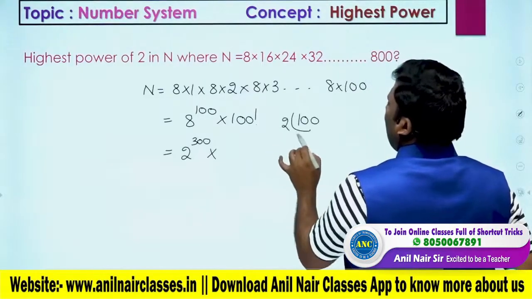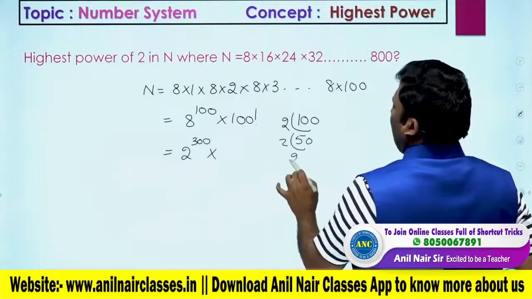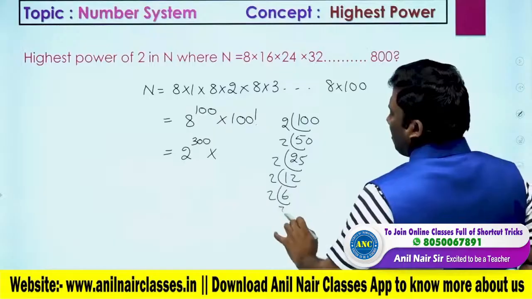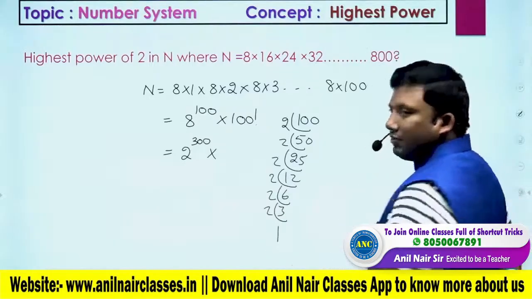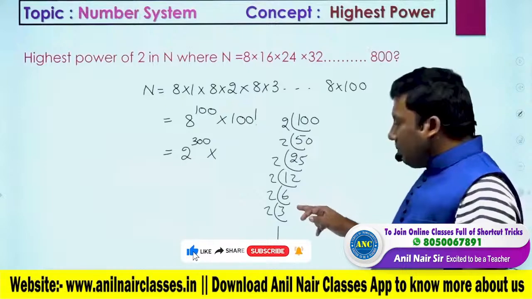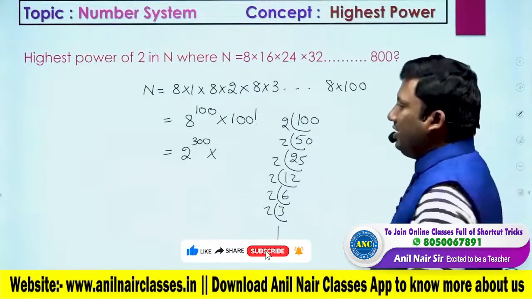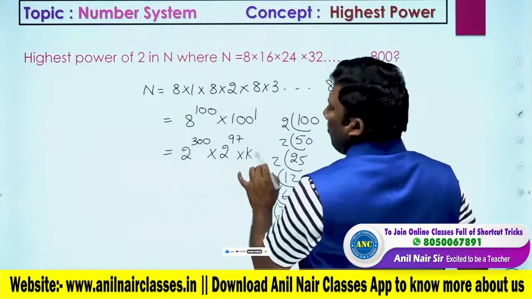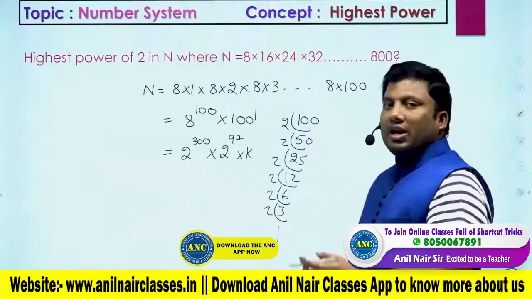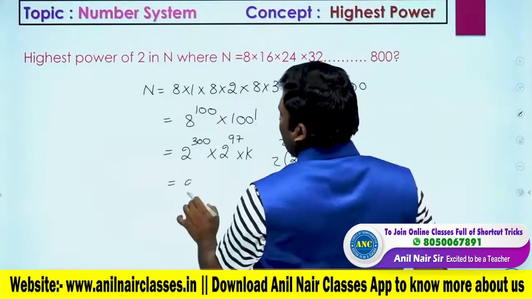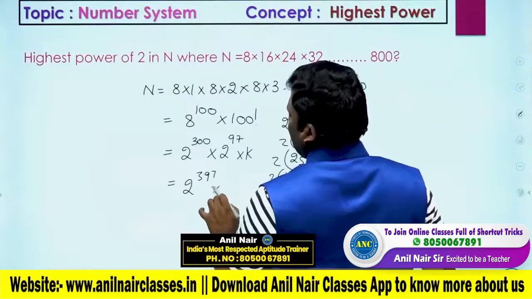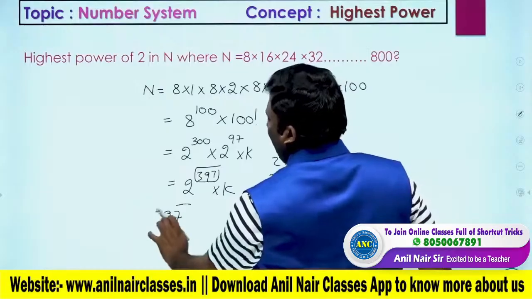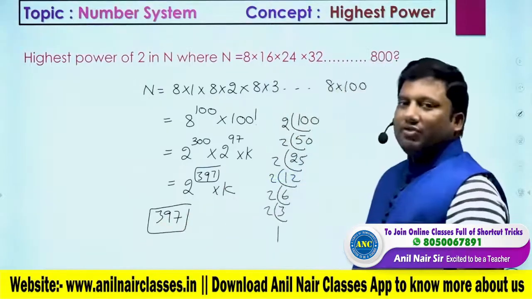Power of 2 will be 2 50s are, 2 25s are, 2 12s are, 2 6s are, 2 3s are, and 2 1s are. I hope the idea is clear. 6 plus 3 plus 1, 10, 22, 47, 97. So highest power of 2 in 100 factorial will be 2 power 97. 2 power 300 into 2 power 97, the answer will be 2 power 397 into k. So the highest power of 2 in the product of 100 multiples of 8 will be 397.